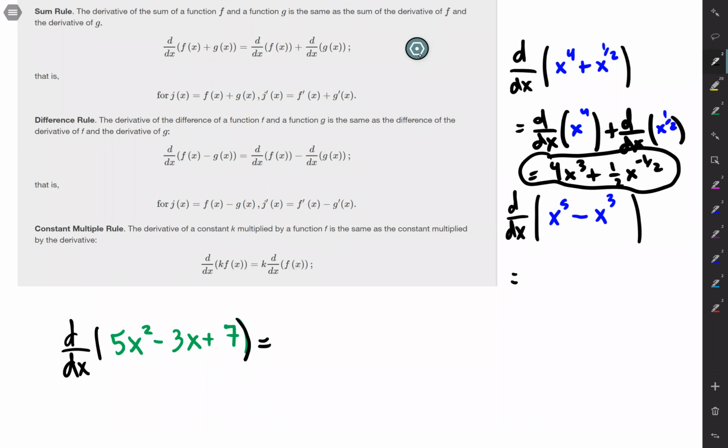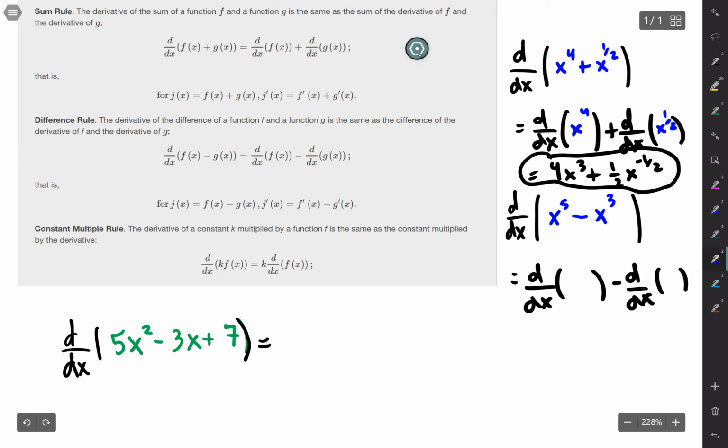Okay, now the difference rule here, we want to apply the difference rule because we have a difference here. It says that we should take the derivative of x to the 5th minus the derivative of x cubed. So in this case, we get 5x to the 4th minus 3x squared.